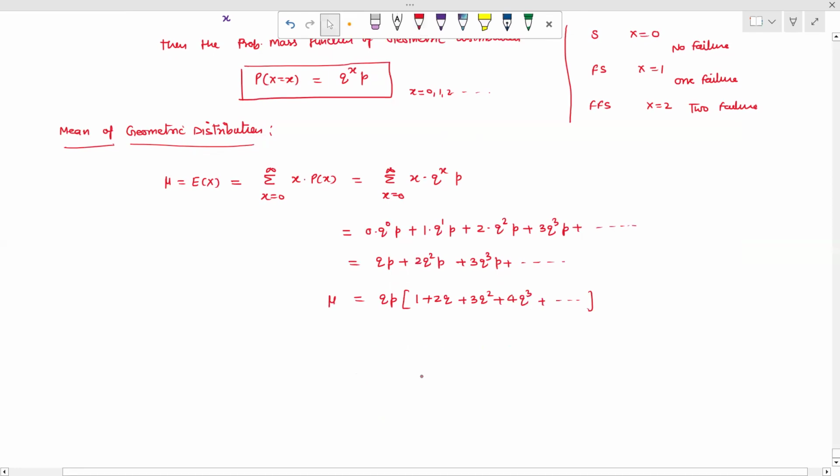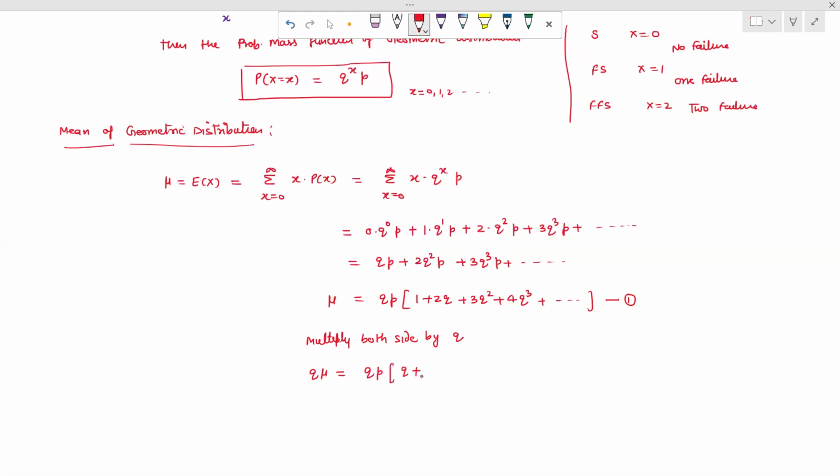Now we can give this as equation number 1. So we multiply both sides by q. So we write down q into mu is equal to qp. Since we multiplied by q, we multiply both sides.